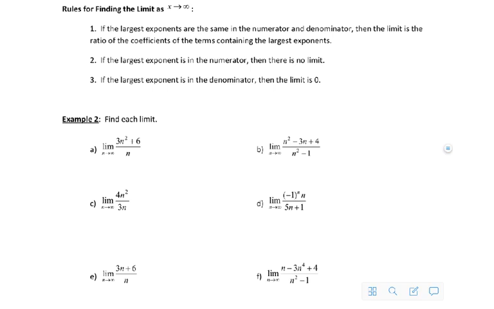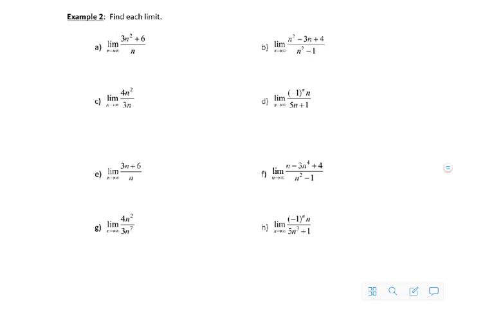So the rules for finding the limit as x approaches infinity are the exact same rules I gave you when we did this for horizontal asymptotes. If the largest exponents of x, or n, or whatever variable, are the same in the numerator and denominator, then the limit of the ratio is the ratio of the coefficients of the terms containing the largest exponents. If the largest exponent is in the numerator, then there's no limit. If the largest exponent is in the denominator, then the limit is 0. So let's look at problem 2 and find the limit of each. I'm going to show you two ways of doing this.